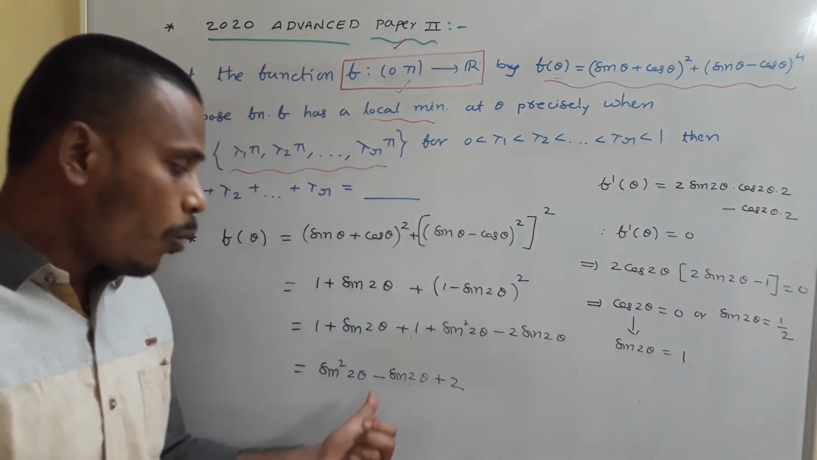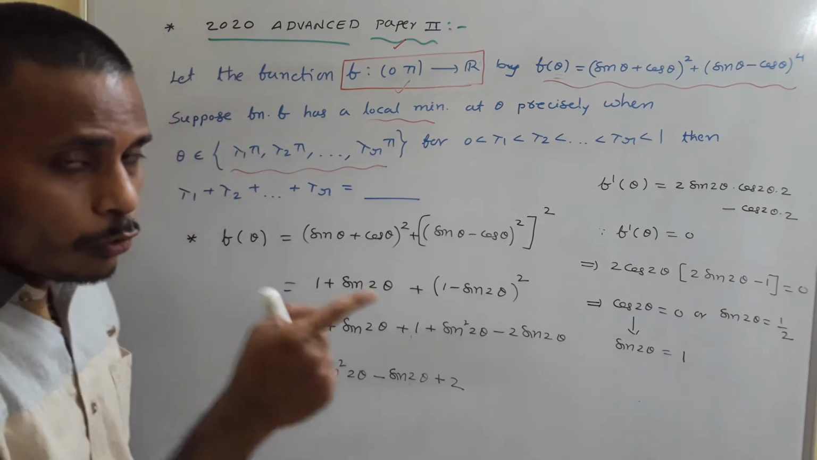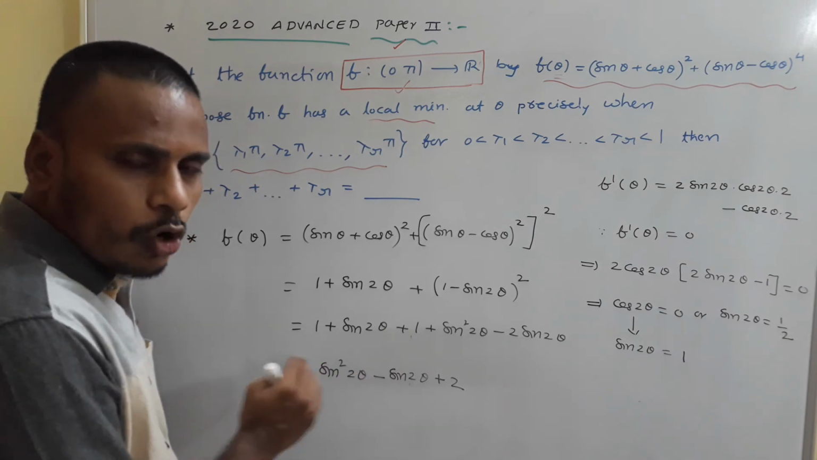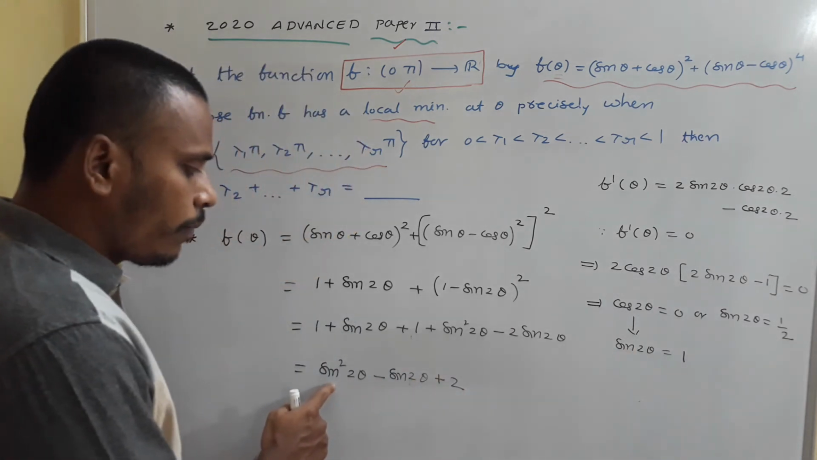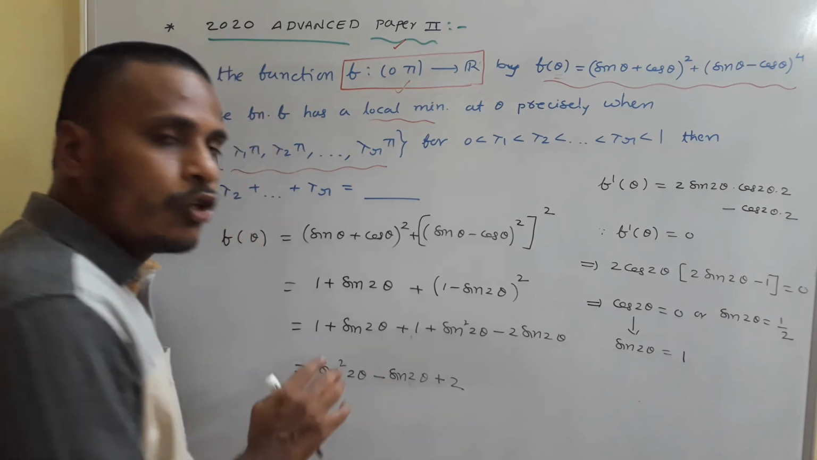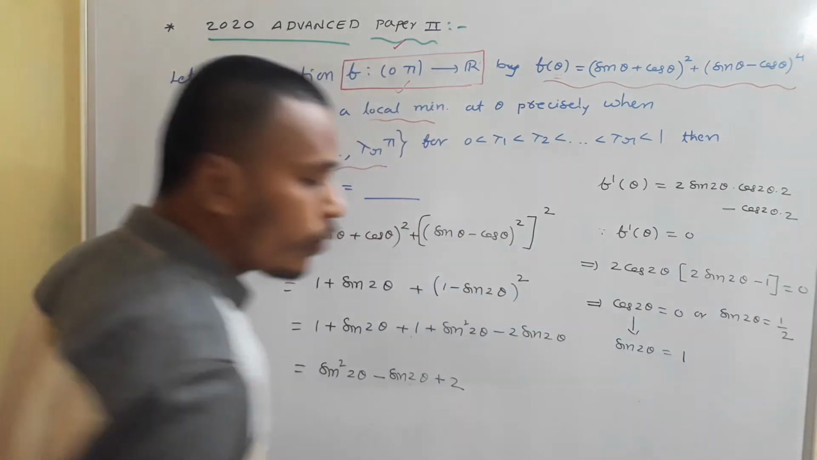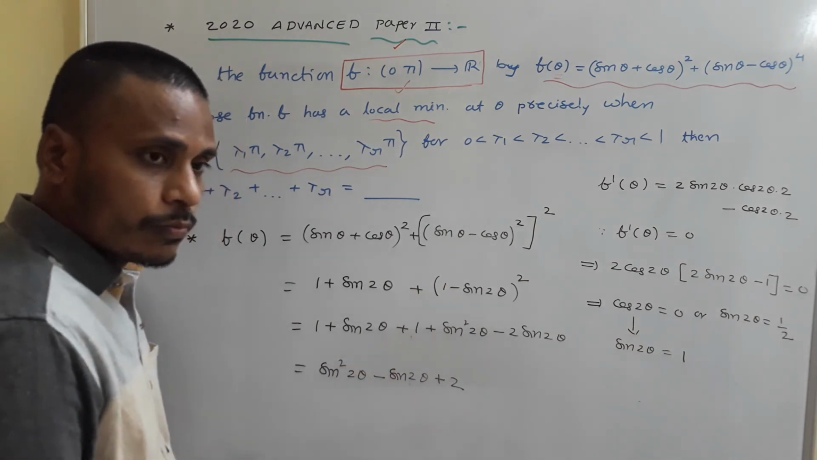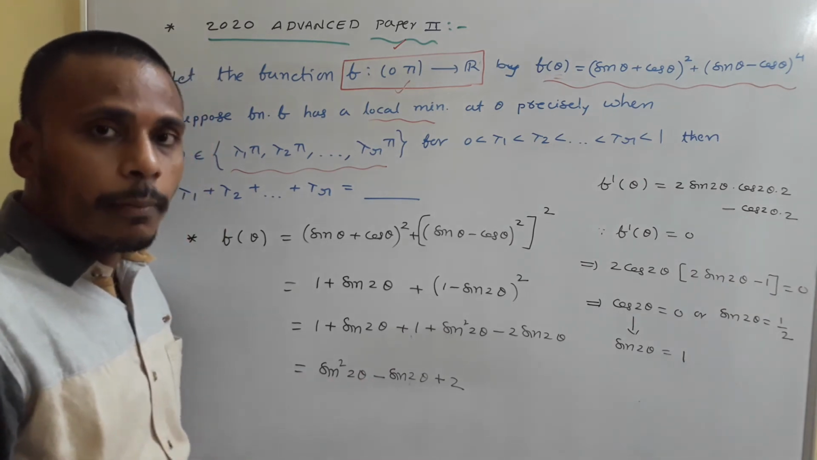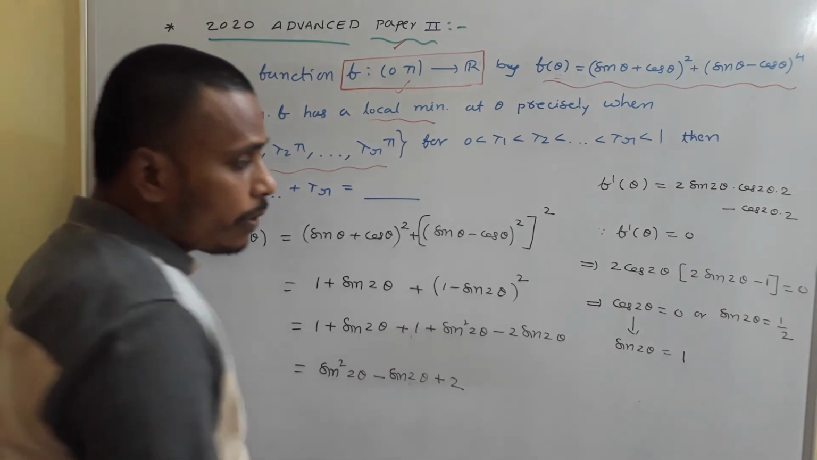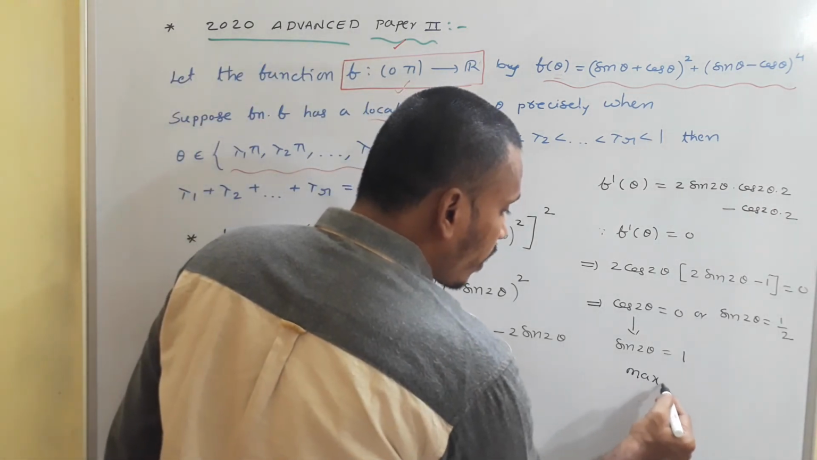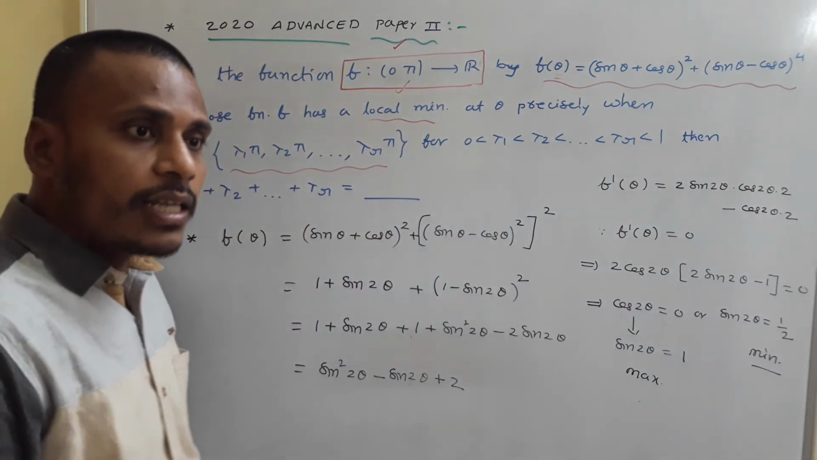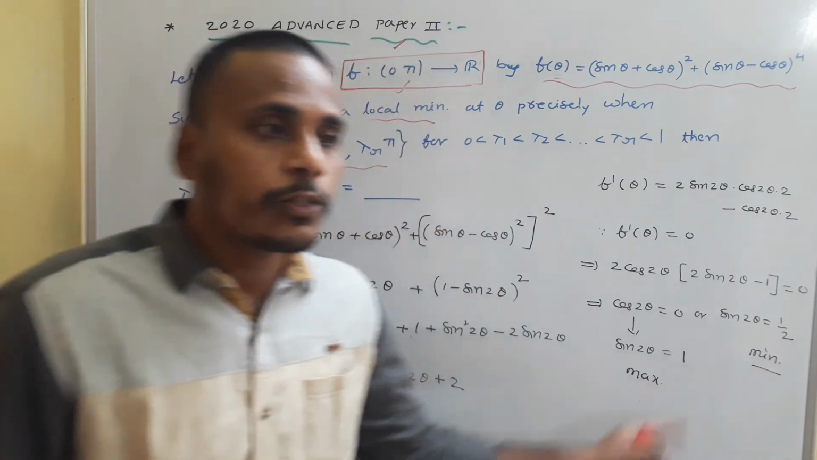If you substitute, one generates minima and one generates maxima, and we need to fix the minima because the question is about finding local minima. If sin 2 theta is equal to 1, then 1 minus 1 plus 2, the value is 2. If sin 2 theta is equal to 1 by 2, then 1 by 4 minus 1 by 2 plus 2. 1 by 4 minus 1 by 2 means minus 1 by 4, so this is 2 minus 1 by 4. That means sin 2 theta equals 1 will generate maxima, and sin 2 theta equals 1 by 2 will generate minima. So finally sin 2 theta equals 1 by 2 is where we have local minima for the given function.